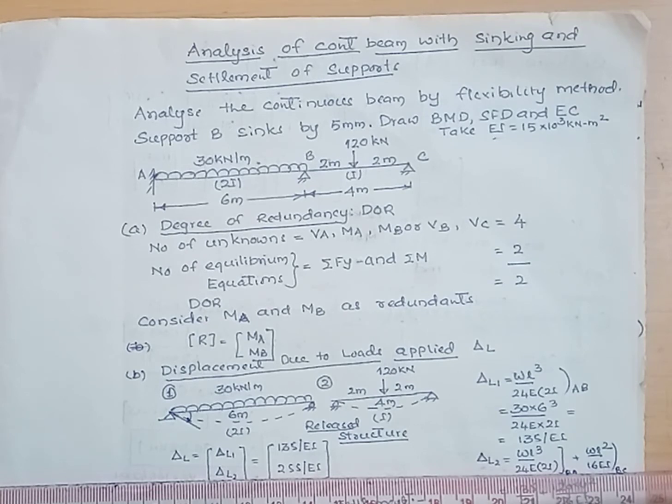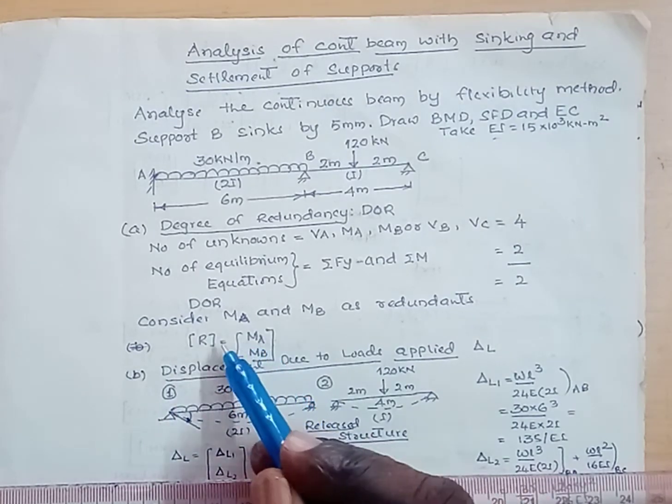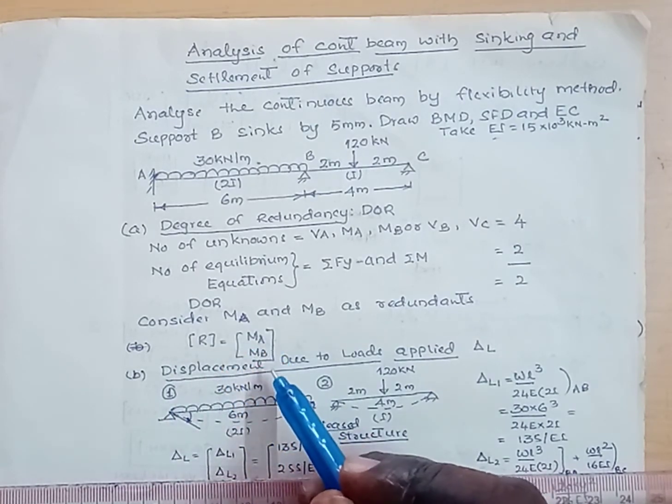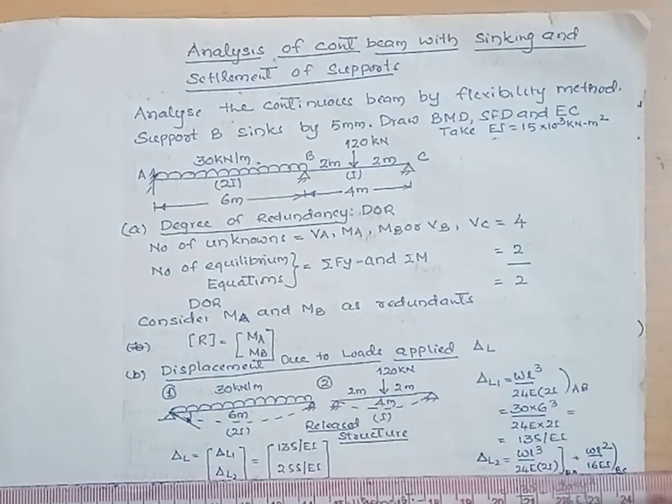Here we have to select any two convenient redundants. Either you can take the moments as the redundants, or the reactions as the redundants, or one moment and one reaction as the redundants. Now for our convenience we have selected MA and MB as the redundants. Here the redundant matrix is given by R equals MA and MB.